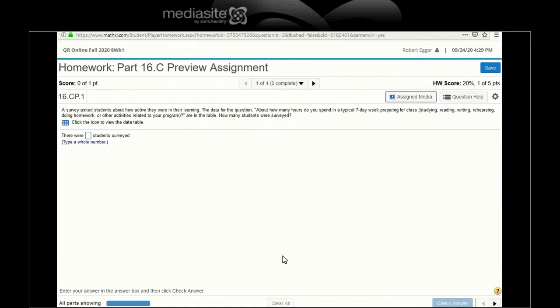A survey asked students about how active they were in their learning. The data for the question, "About how many hours do you spend in a typical 7-day week preparing for class?" Okay, it's for 7 days. That includes studying, reading, writing, rehearsing, doing homework, or other activities related to your program, are in the table. So how many students were surveyed?